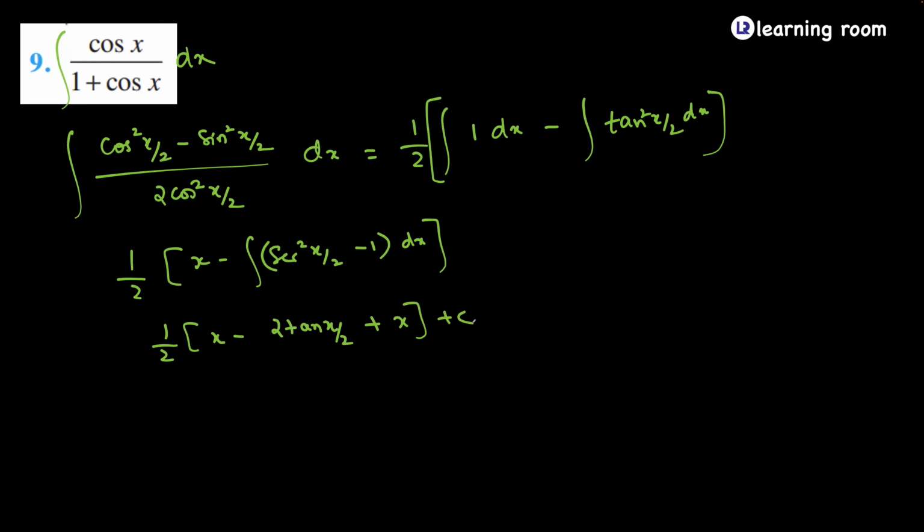So what are you going to get? x plus x is 2x. So 2x minus 2 tan x by 2, the whole divided by 2. What is the answer? x minus tan x by 2 plus c. That will be the answer.